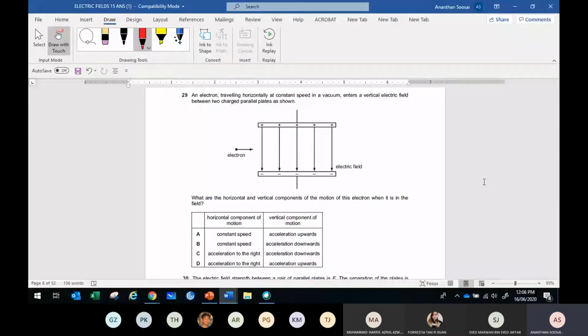Okay, so what's the answer? Yes, good. A. So horizontal motion will be constant speed. Vertical component will be acceleration upwards. Ay has a value, Ax is 0, so it's going constant speed. Okay, 29 should be A.